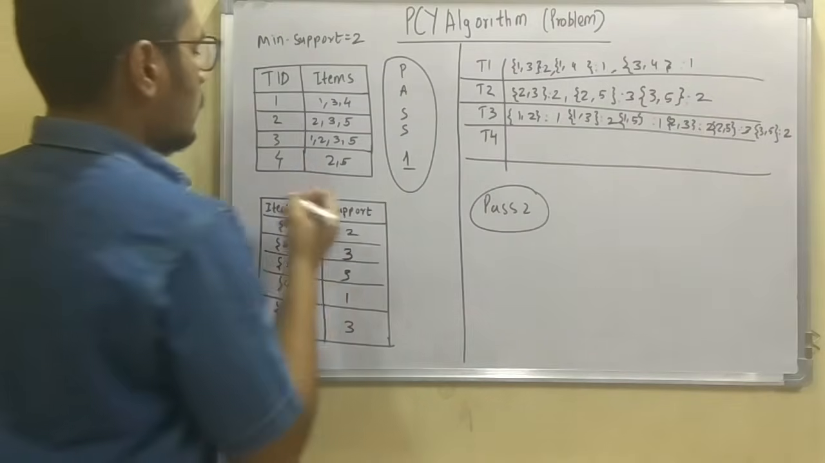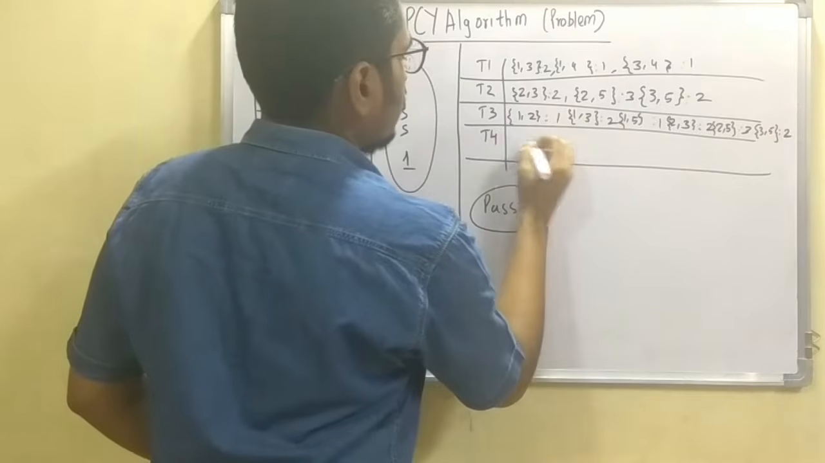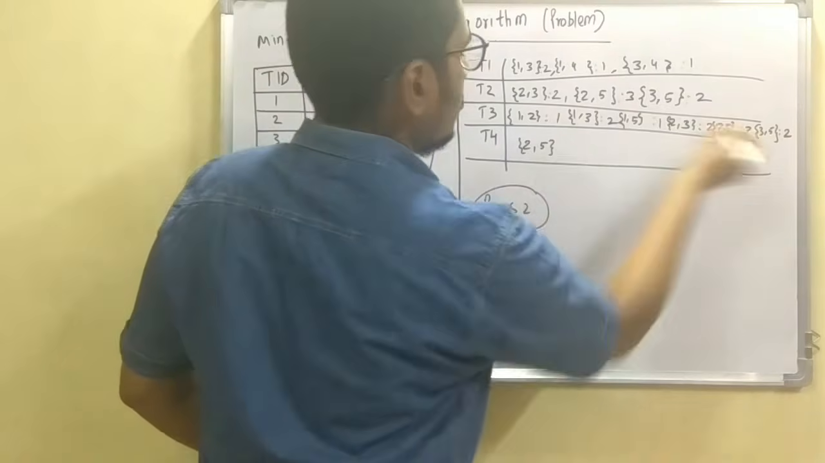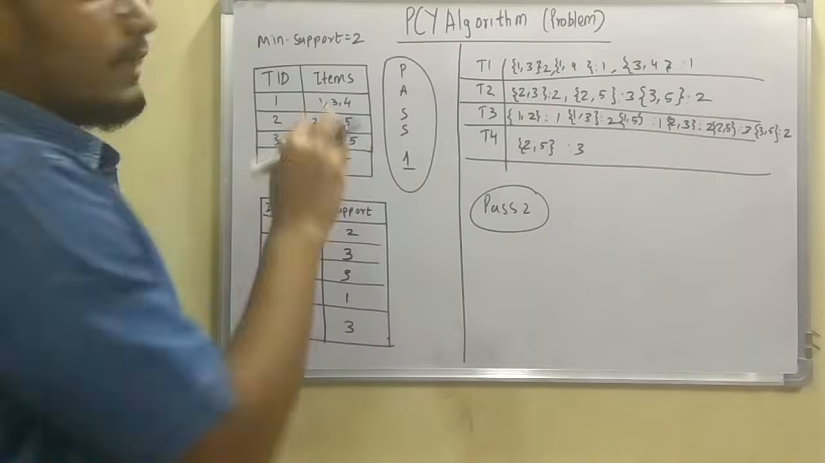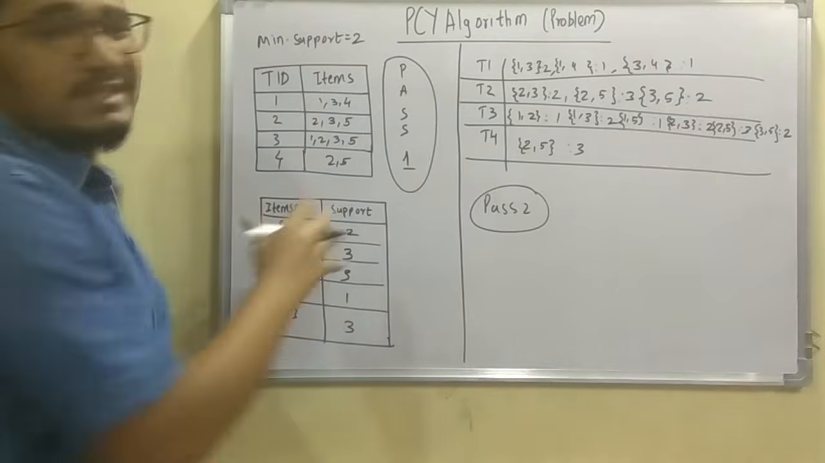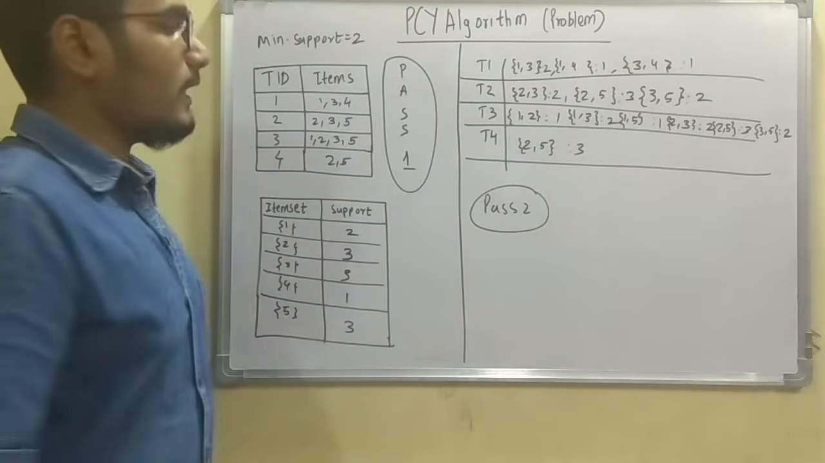Next we move on to T4, that is 2 5. 2 5 we have already computed here, that is 3. So this makes transaction 1 to transaction number 4, and this is pass 1 of the PCY algorithm.